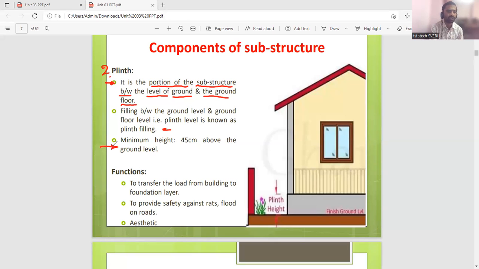Next. This point is important. What is the minimum height? Minimum height is equal to 45 centimeter and above the ground level. Minimum is 45 centimeter above the ground level. 45 centimeter means it is about 1.5 feet.